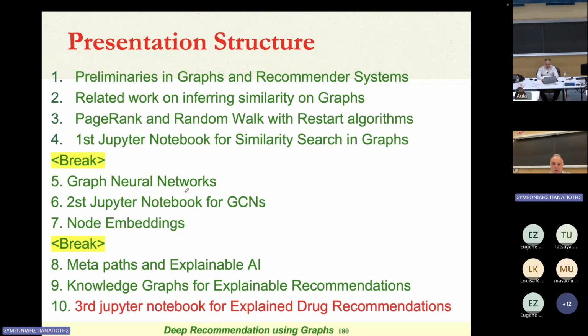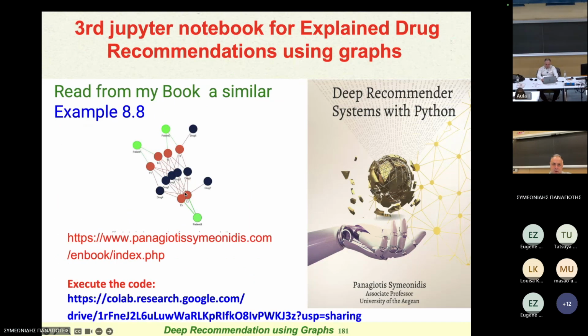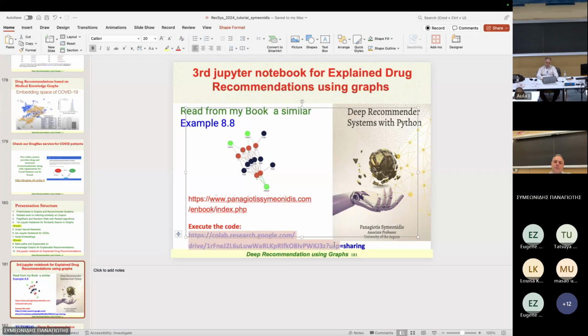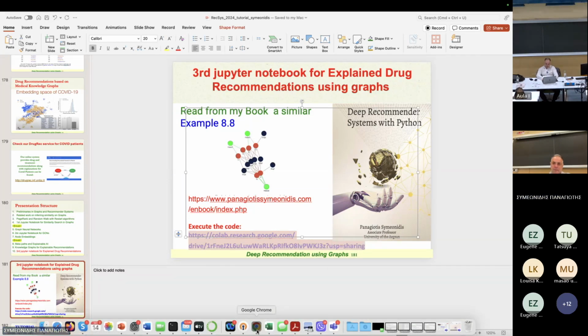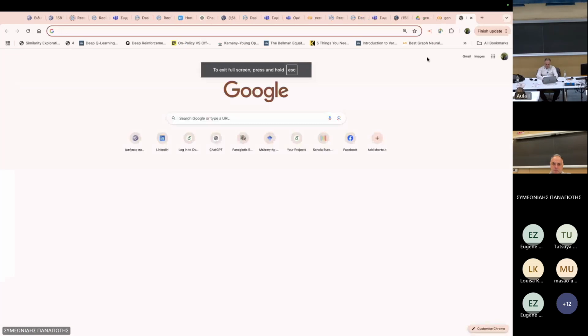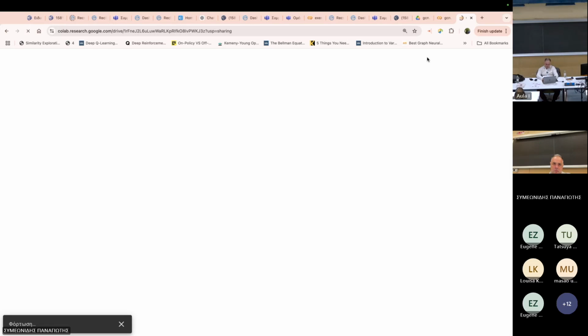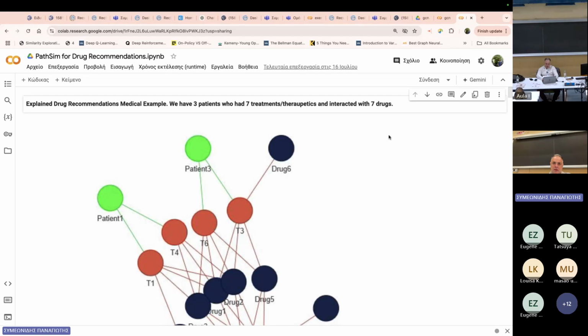And now the last Jupyter notebook. I think, yeah. This is a notebook related to drug recommendations using metapaths. The code is also available on GitHub, and you can have access to it.